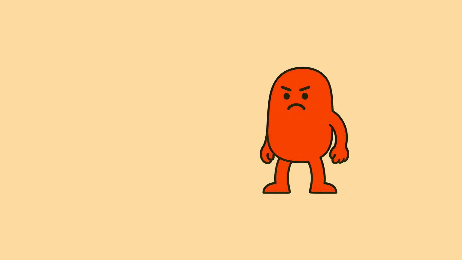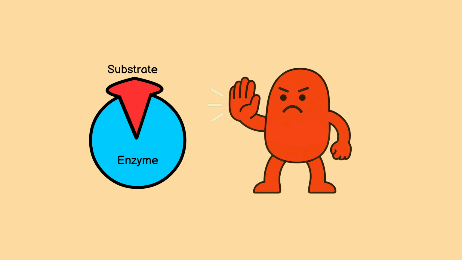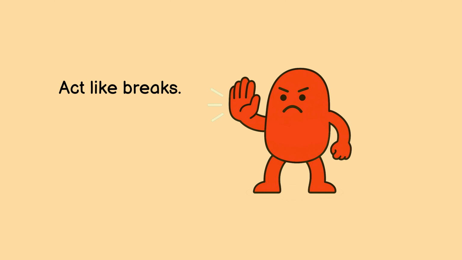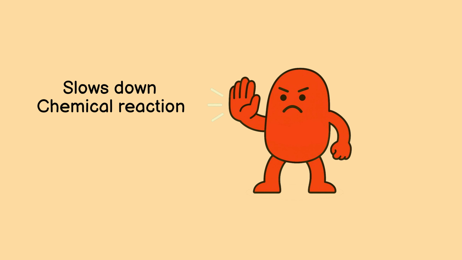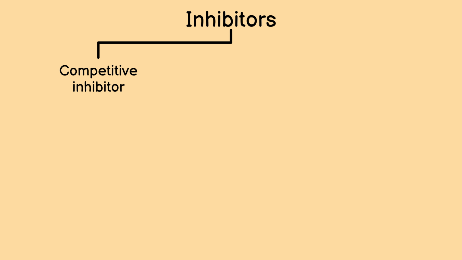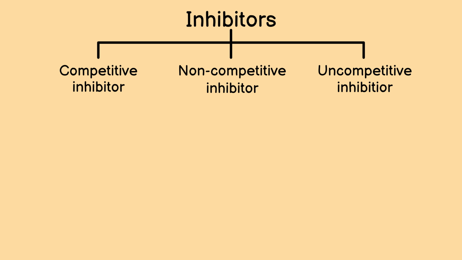Inhibitors are molecules that reduce or block enzyme activity. They act like brakes, slowing down chemical reactions. And depending on how they work, we divide them into three main types: competitive, non-competitive, and uncompetitive inhibitors.